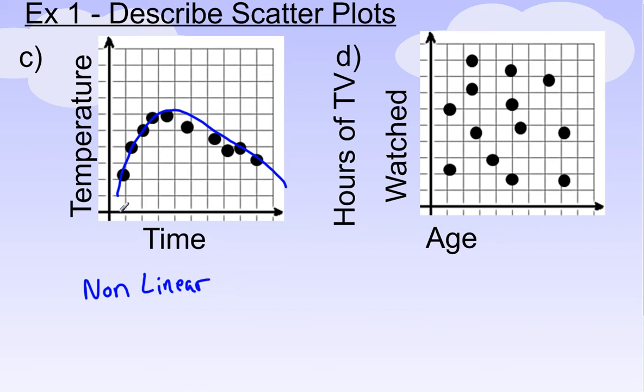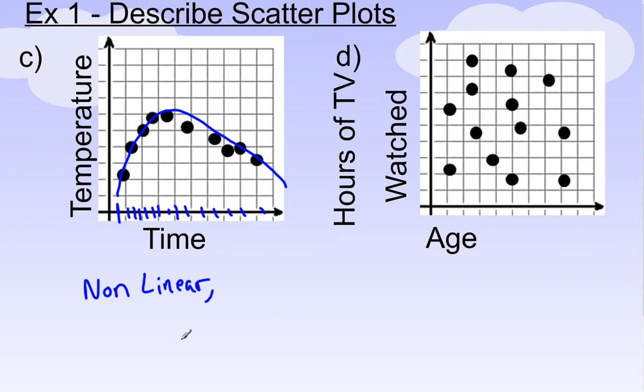I mean, as the time goes up, think about early in the morning. Time goes up, sun comes up, temperature's rising, temperature's going up, up, up, and then around like 3 o'clock in the afternoon, whatever, then the temperature starts dropping down again. This is non-linear. The temperature doesn't just keep going up and up forever, or down, down, down forever. It goes up and down. So this would be a non-linear correlation.